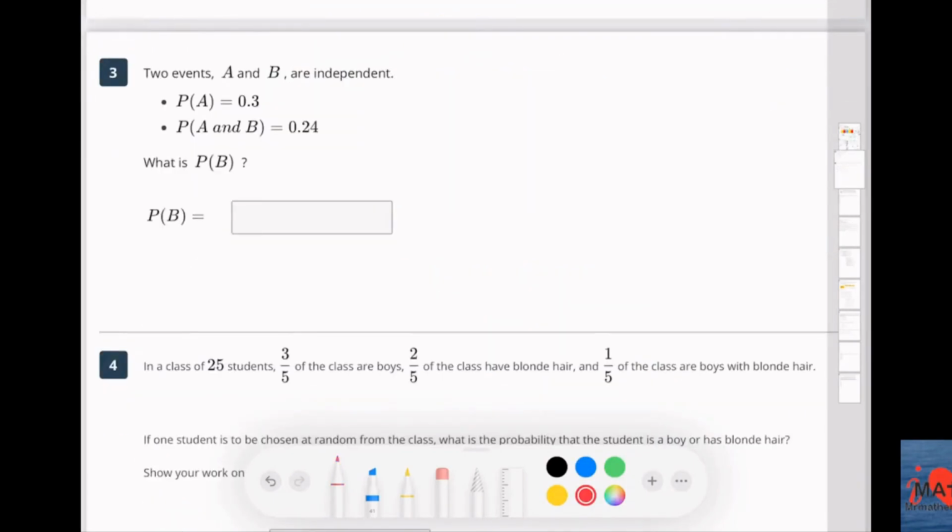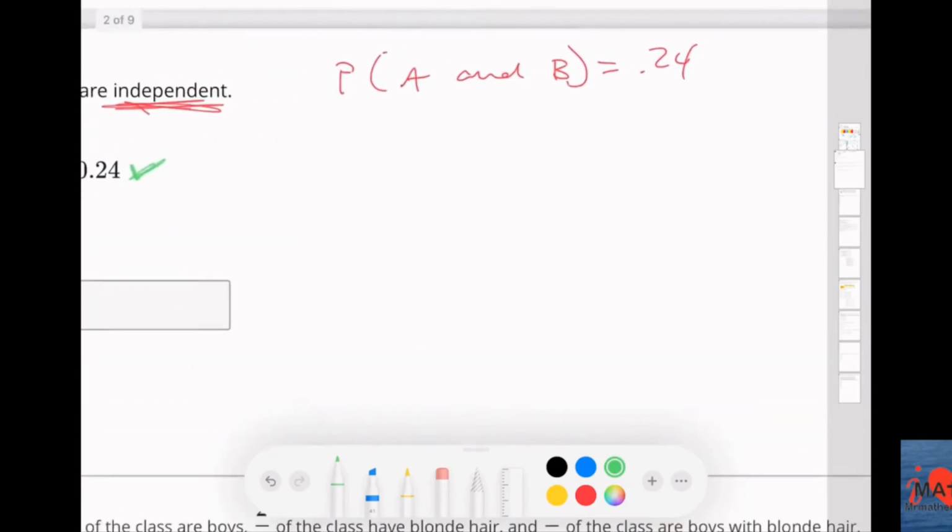Two events, A and B, are independent. Keyword there. Probability of A is 0.3. And probability of A times B is 0.24. What's the probability of B? So remember, when the events are independent, and I see the word and, what does that turn into? Multiplication. Here, these are all puzzle pieces, so we wrote this one down. Okay, let's interpret this one. That one turns into multiplication. The probability of A times the probability of B equals 0.24.